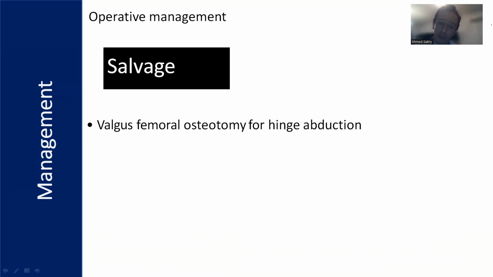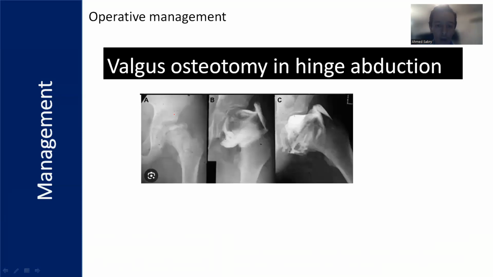Another type of operation that we can do after healing is valgus femoral osteotomy, only if the patient has a hinge abduction. So once the patient heals, he can complain of pain, especially on abduction. This is an arthrogram.